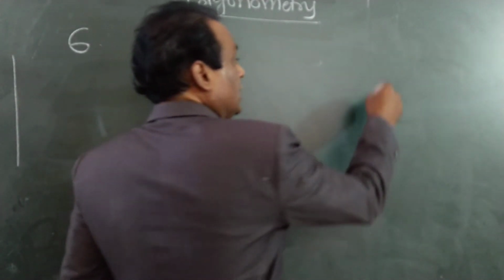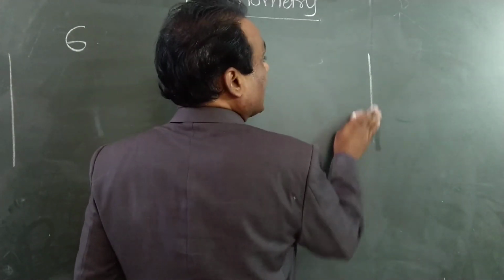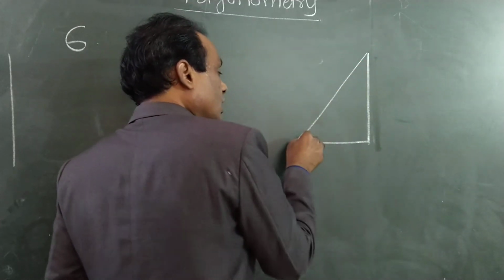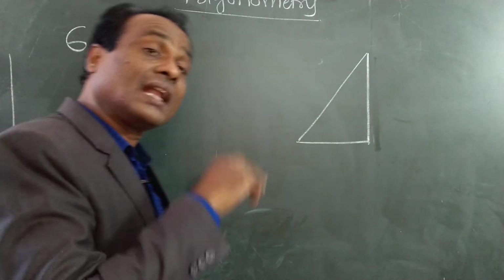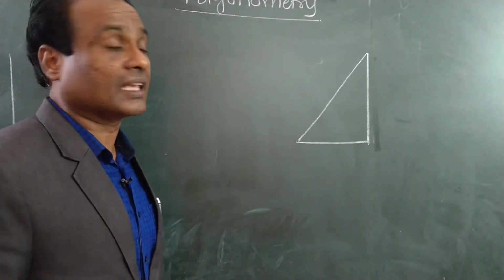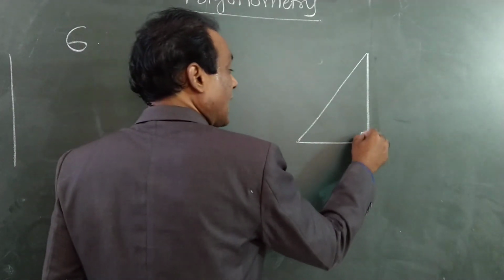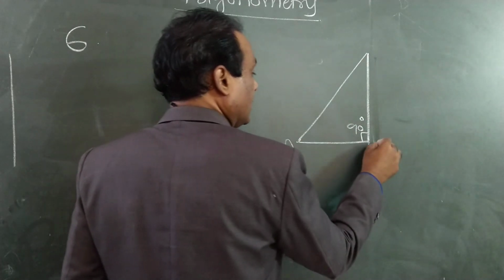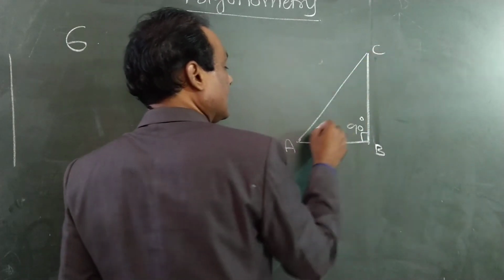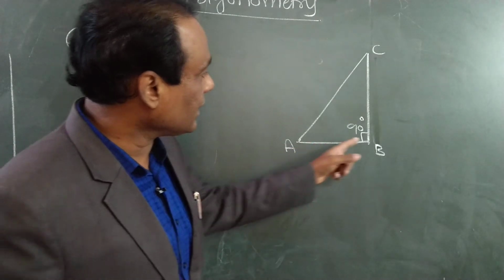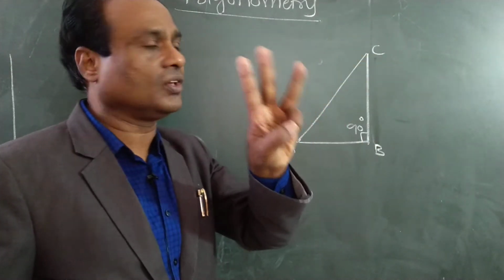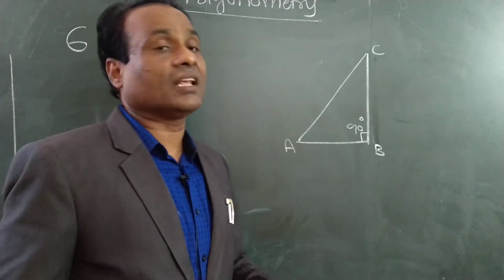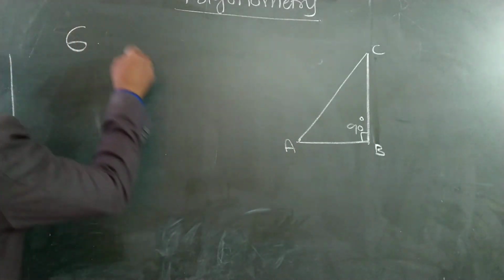So you know, if each angle of a triangle is less than 90 degrees, it is called an acute angle triangle. If one angle is more than 90 degrees, it is an obtuse angle triangle. In a triangle, if one angle is 90 degrees, it is called a right angle triangle. In a triangle there will be 3 angles: 1, 2, 3. If one angle is 90 degrees, it is called a right angle triangle.